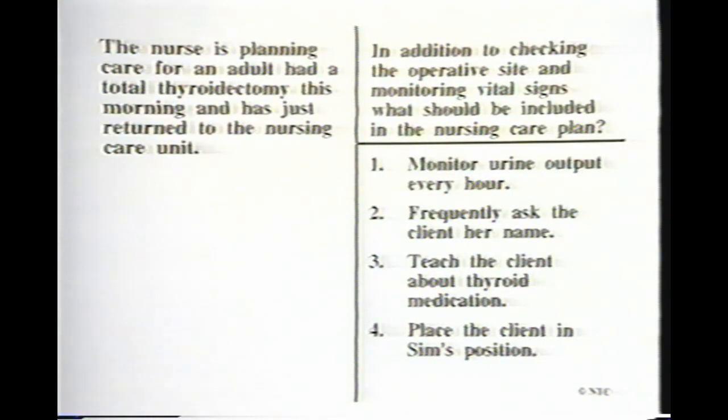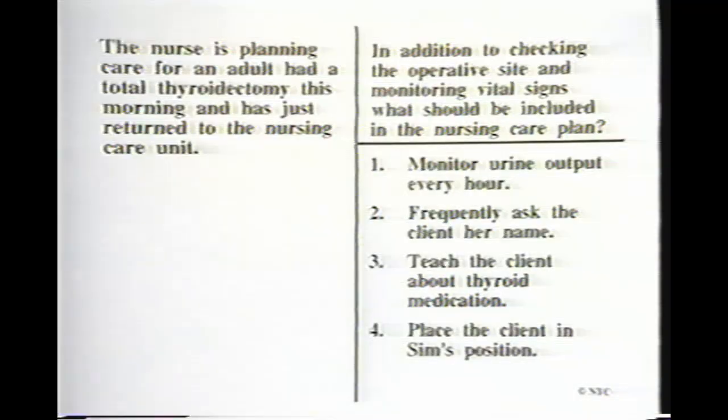Frequently ask the client her name, and this is the answer to the question. And the reason is that close to the thyroid gland is the laryngeal nerve. And one of the complications of thyroid surgery can be damage to the laryngeal nerve. So we don't want them to talk a lot. They're going to have a sore throat. So what we do is ask them something simple like their name. And if they suddenly start talking like this, then we know that there may be damage to the laryngeal nerve. So if they get sudden hoarseness, you'd want to notify the physician.